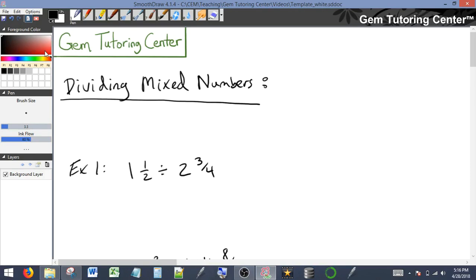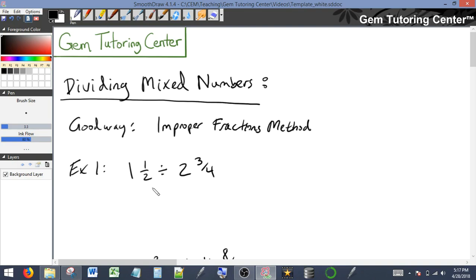Mixed numbers are numbers like 1.5, 2 and 3/4, etc. What we're going to discuss is basically how you divide these numbers in a way that makes it easy and not hard. So there's a good way, and this good way is called the improper fractions method. Basically, what we're going to do is change each mixed number into an improper fraction, and then multiply mixed numbers as we usually do.